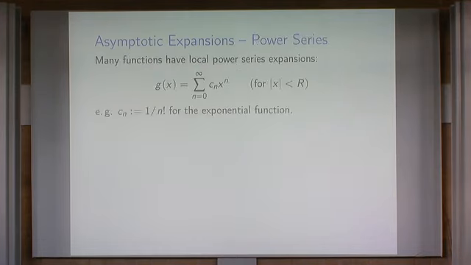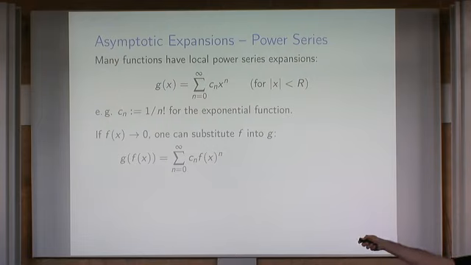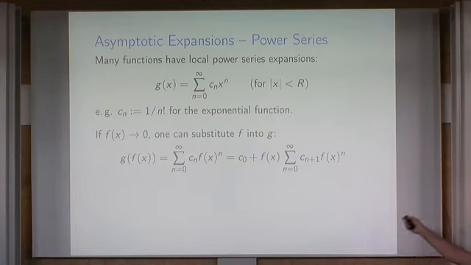And now I want to show you another thing, which is power series expansions. It's clear that a lot of interesting functions have local power series expansions around 0. So you have a function g, and it has a series expansion in some positive radius of convergence around 0. And if you have a function that goes to 0, then you can just substitute that function into that g, and you still get a valid expansion. And you can also rewrite this by pulling out the first coefficient, and then you have this thing.